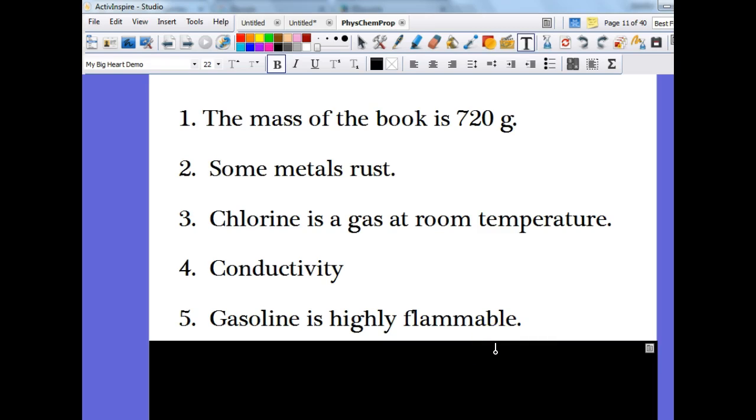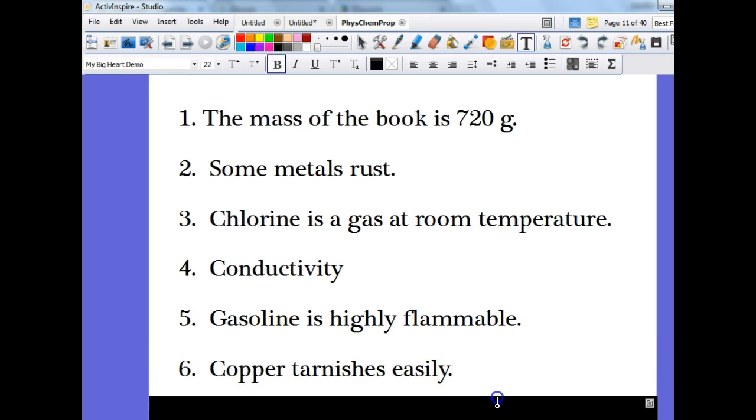Here's our last one. Number 6, copper tarnishes easily. The fact that copper tarnishes, do we have to change the matter to see that the copper tarnishes? What did you put? If you put C, chemical, you're right. Tarnish was one of our chemical properties from our list, wasn't it? And also, once copper tarnishes, even if you remove that tarnish, part of the copper is gone. It combined with the water and oxygen to make the tarnish. So the matter is changed.